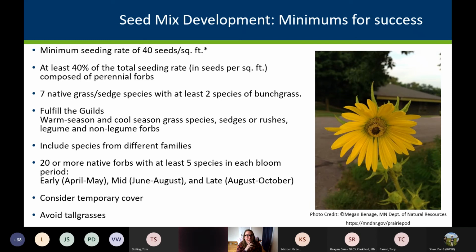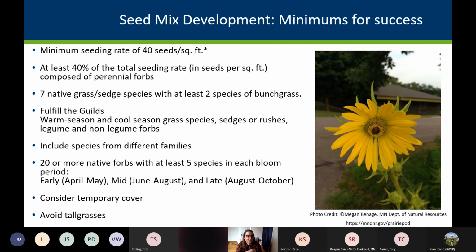We want to use 7 native grass or sedge species with at least 2 species of bunch grass. The total seeding rate, we want to be about 40% wildflowers or forbs. We want to make sure that we're fulfilling those guilds or those functional groups, right? It's important to have warm season grasses, cool season grasses, sedges and rushes, legumes and non-legume forbs. And that's just making sure that we're getting not just a full suite for pollinators, but also a full suite for functionality in that planting. On that same line, we want to make sure we include species from different families, and our minimum that we set is 20 or more native wildflowers with at least 5 species in each bloom period.